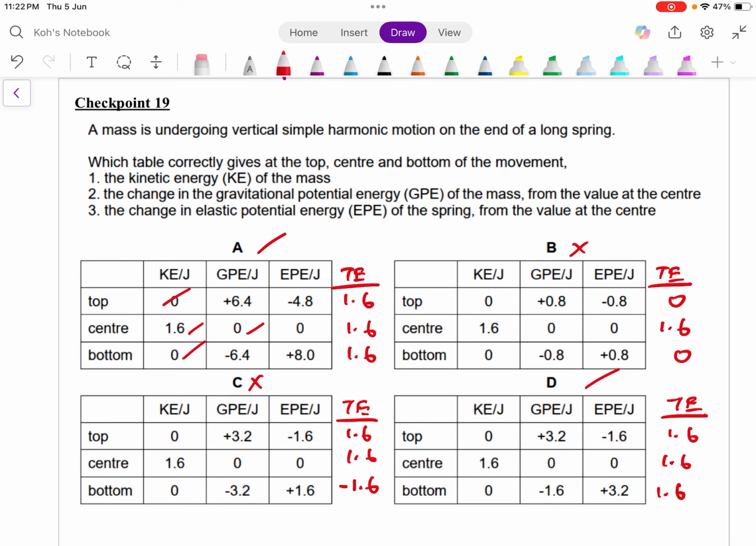Alright, so let's go through checkpoint 19. A mass is undergoing vertical SHM on the end of a long spring. So which table correctly shows, at the top, center and bottom of the movement, the kinetic energy of the mass, the change in GPE and the change in EP, from the value at the center.